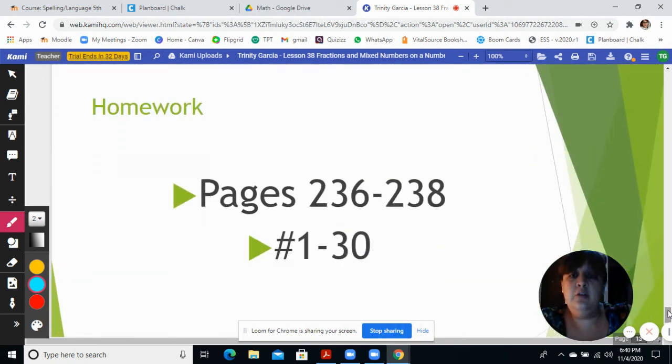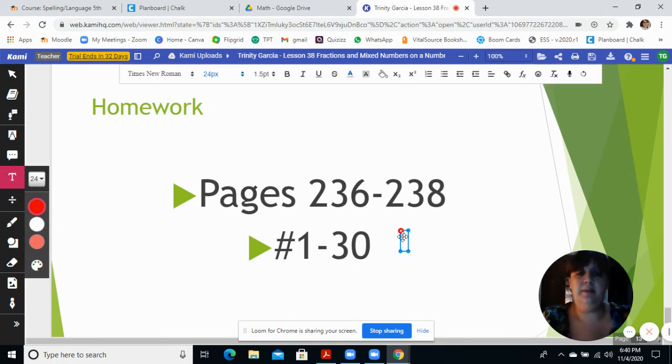All right, your homework today is page 236 through 238, 1 through 30, but you're only going to do the odd, so 1 through 29. Okay, odd numbers only. We'll write it on there just so we're all clear about it. Odd only.